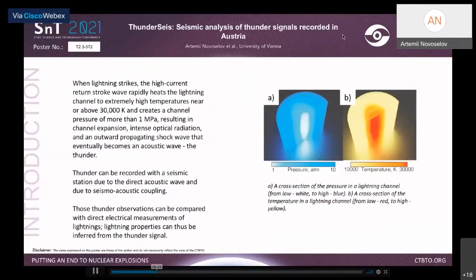When lightning strikes, the high current return stroke rapidly heats the lightning channel to extremely high temperatures, above 30,000 Kelvin, and creates a channel pressure of more than 1 megapascal, resulting in channel extension, intense optical radiation, and an outward propagating shockwave that eventually becomes an acoustic wave, the thunder. Thunder can be recorded with a seismic station and thus can be analyzed. By analyzing thunder, we're also gaining some knowledge about the properties of the lightning.